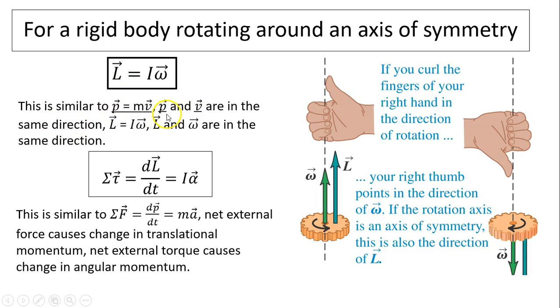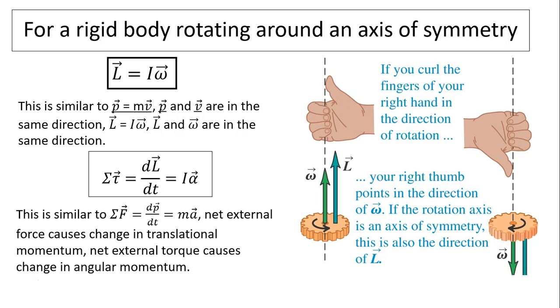P and v are in the same direction. In this case, L and omega are also in the same direction. So to determine the direction of L, we use the right-hand rule. This is for a body rotating around an axis. You curl your fingers in the direction of rotation, and your thumb points to L.